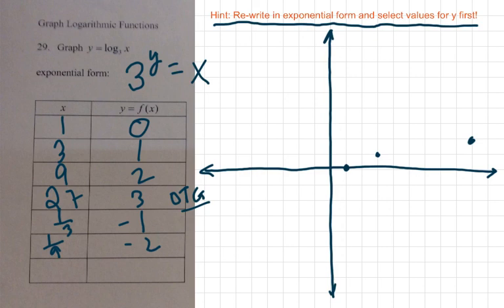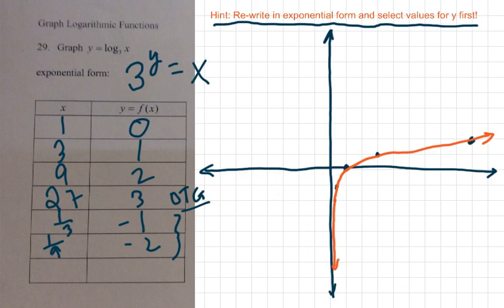These next two are going to be very difficult to graph or plot because they're so tiny. I'm going to do my best. When x is 1/3, we get a negative 1. And then when x is 1/9, which is even smaller, we get a negative 2. So difficult. Okay, so I'm going to connect those here. So this is my logarithmic function.